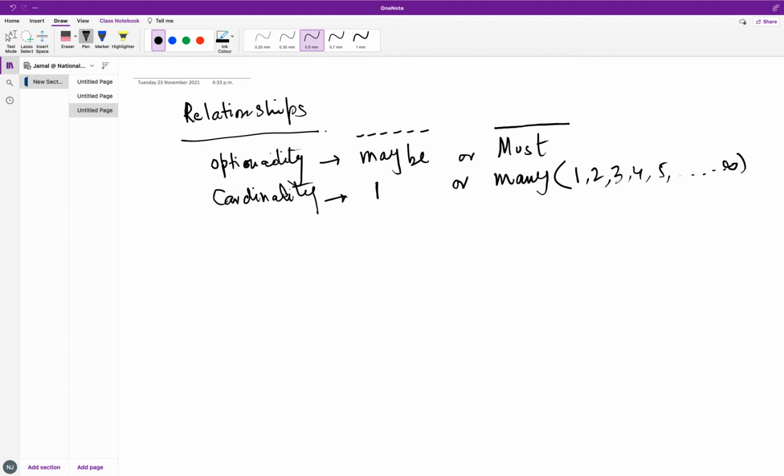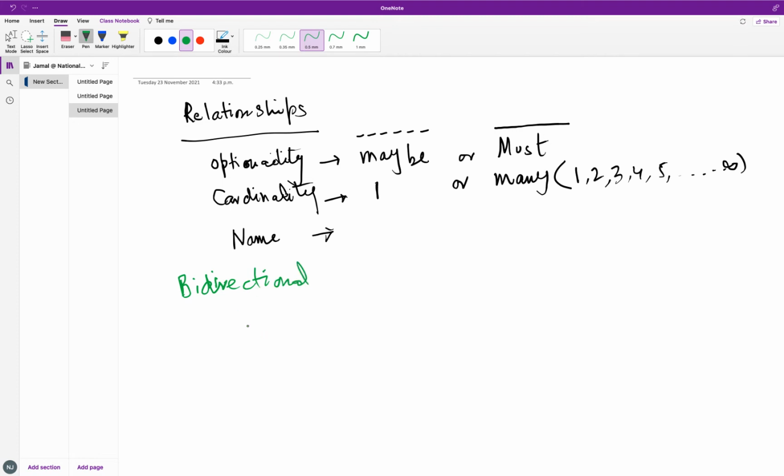So for relationships these two things are important, and the last thing we also discuss is that we have a name for that relationship. For example, each employee may work in some department. So the relationship between the employee entity and the department entity would be named as works in, right? And these relationships are bidirectional.